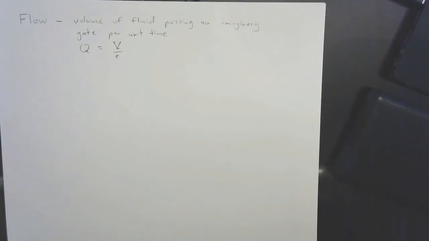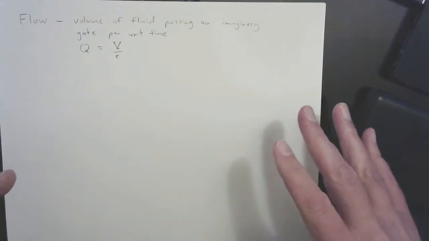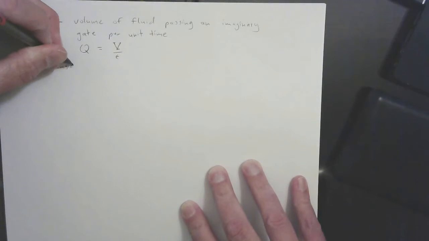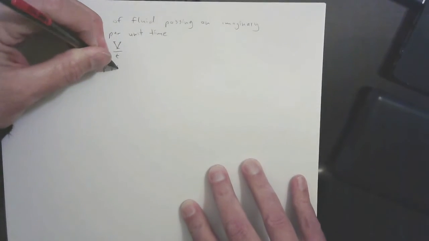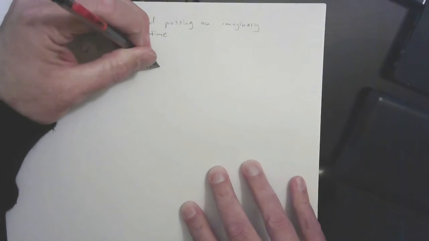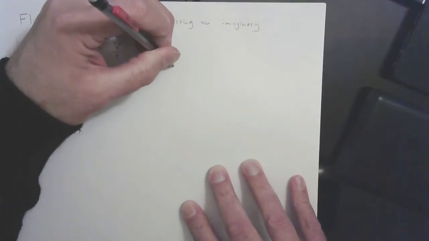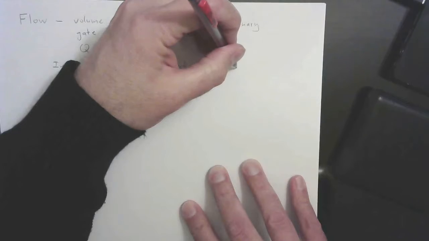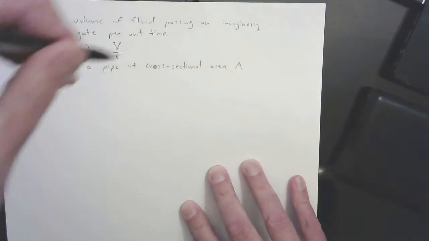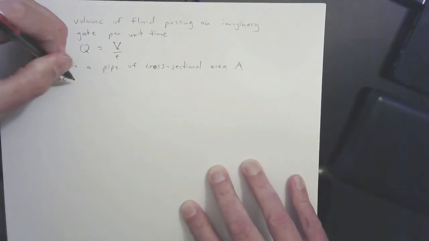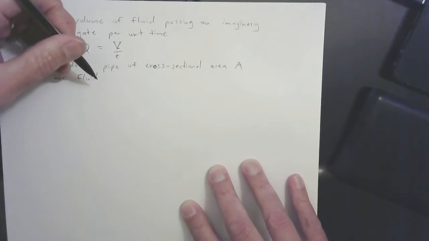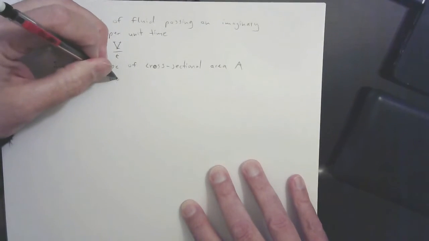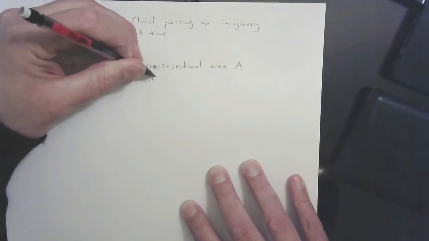Then for pipes in particular, you can relate the cross-sectional area of the pipe and the fluid velocity inside that pipe. I'm not going to derive it, but suppose you had a pipe of cross-sectional area A, and the fluid moves with average velocity, and we're just going to pretend usually that the average is just the velocity, little v.